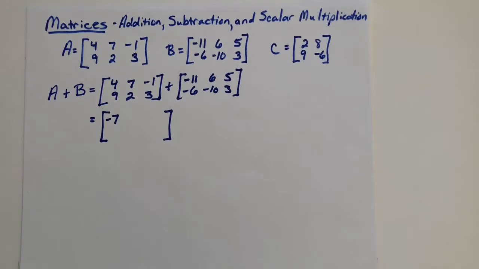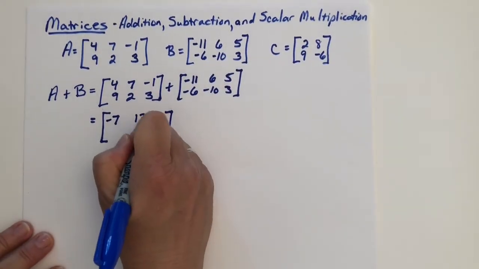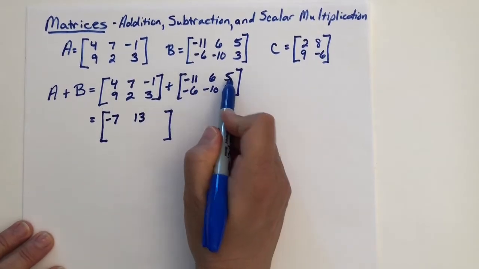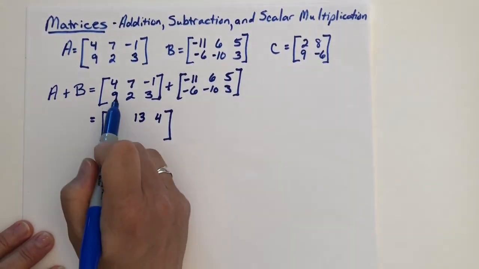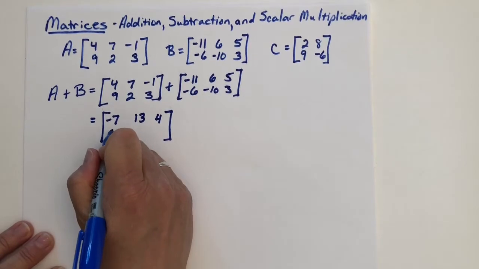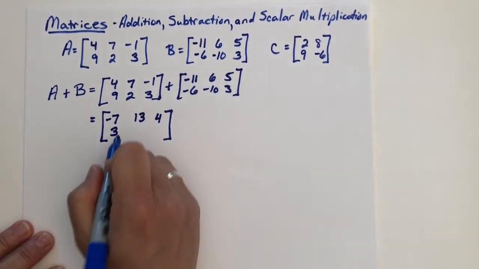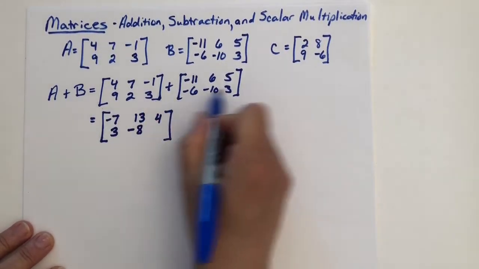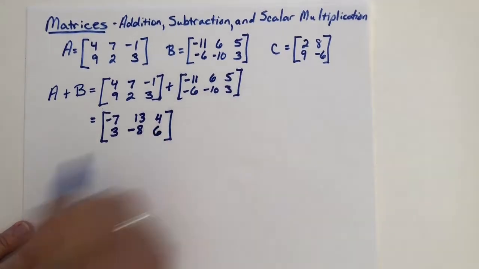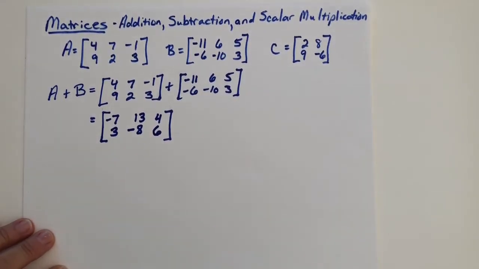We have 7 plus 6, that's 13. Negative 1 plus 5 is 4. 9 plus negative 6 is 3. 2 plus negative 10 is negative 8. And 3 plus 3 is 6. And we have added the matrices.